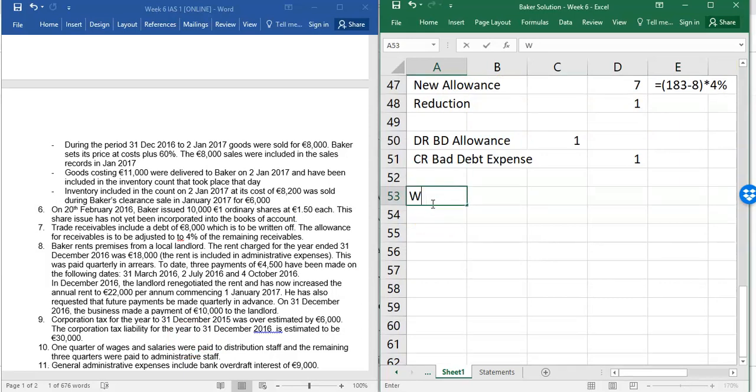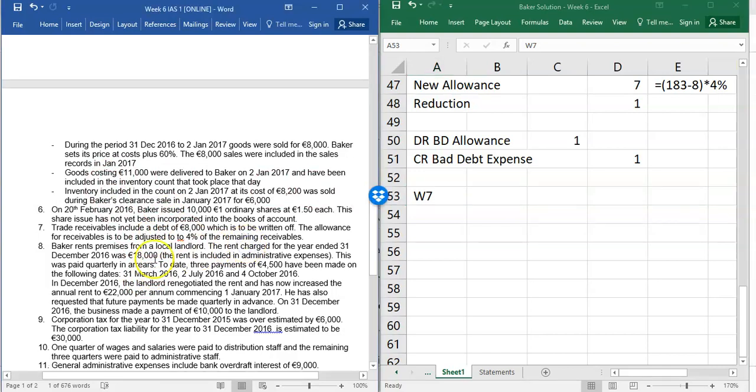Working 7 then for us, which is note 8, is to do with your rent. So you're told here the premises are rented from a local landlord. Rent is charged at 18,000 and the main expenses. This is paid quarterly in arrears. So they've done 3 payments so far: 31st of March, 2nd of July and 4th of October.